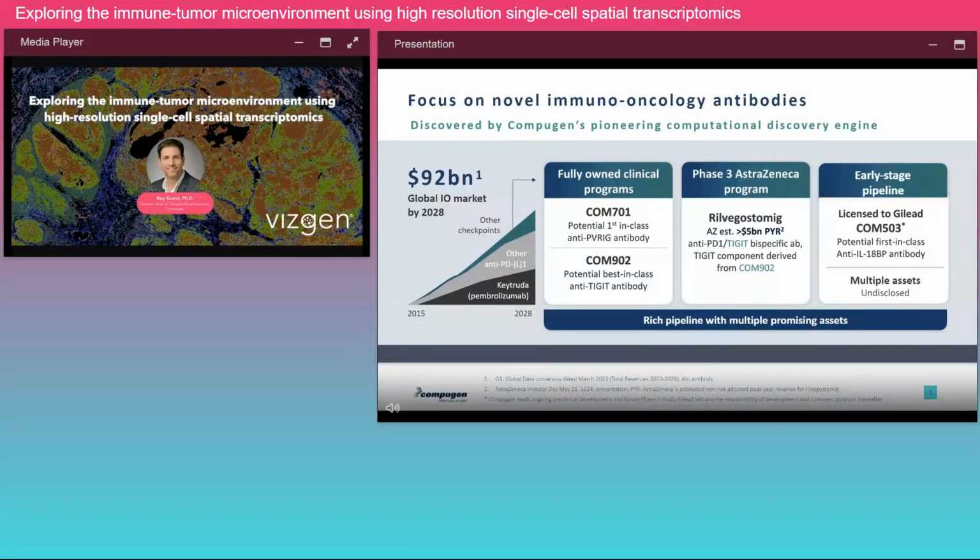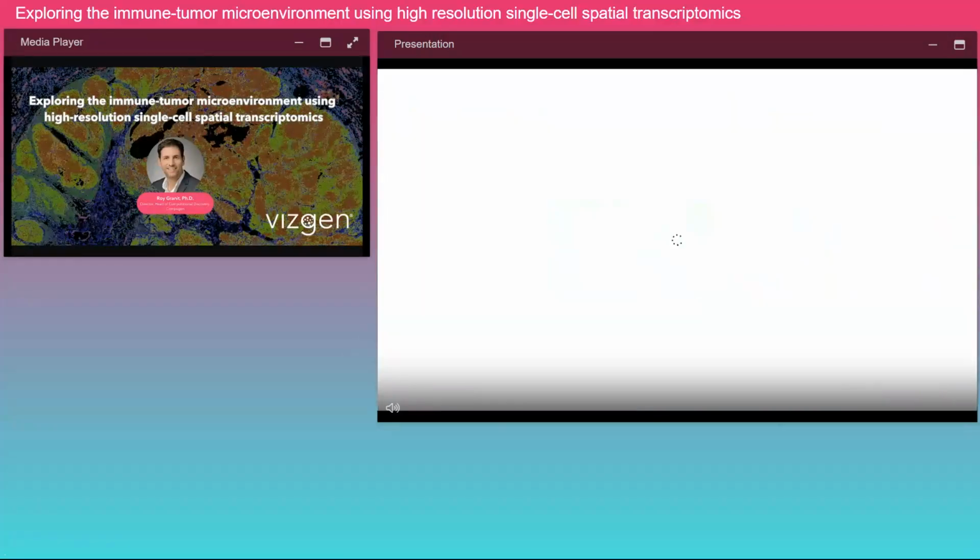AstraZeneca believes that this product can reach a peak sale of $5 billion when it reaches the market, hopefully, and it's clinically tested in phase 3 trials right now, so there is great potential there. And we also have multiple early-stage undisclosed assets, which we expect to feed our future pipeline, and an opportunity to deliver long-term value and additional drugs to the patients.